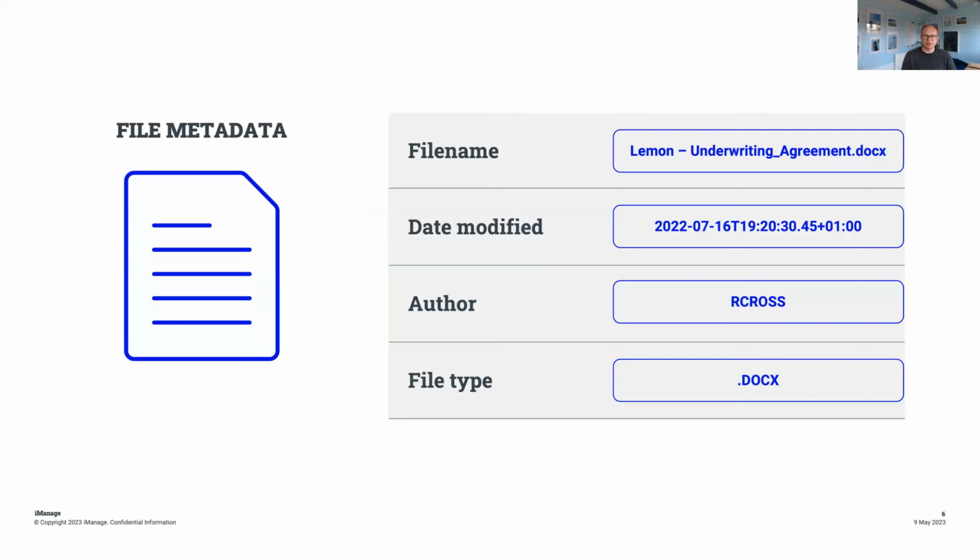So at a very basic level, you will have things like file metadata, which will be file name, date modified, author, file type. These are basically things that have existed since the dawn of time in most Office software. As firms have incorporated document management systems, there's been an extra layer of metadata that's been added to these files.